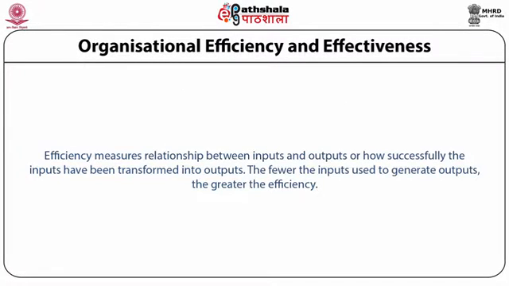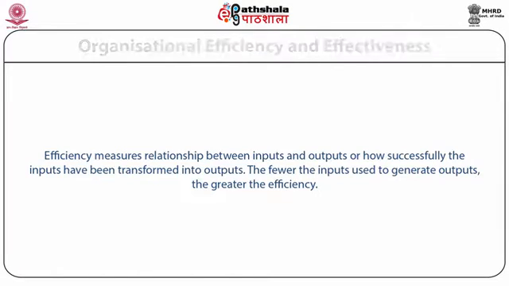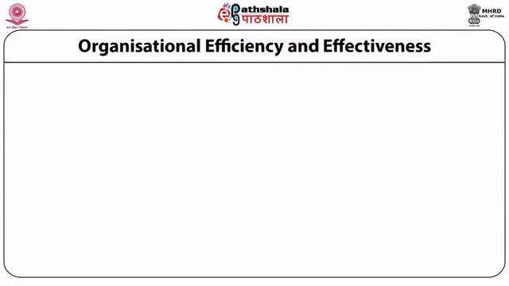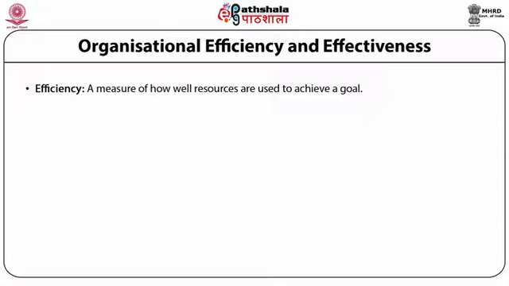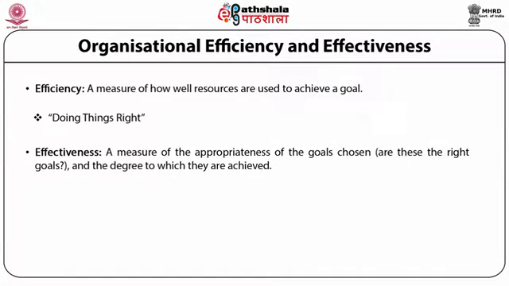Whereas efficiency measures the relationship between inputs and outputs, or how successfully the inputs have been transformed into outputs. The fewer the inputs used to generate outputs, the greater will be the efficiency. So, we can conclude that efficiency is a measure of how well resources are used to achieve a goal, or we can say doing the things right. Whereas effectiveness is a measure of the appropriateness of the goals chosen. That means, are these the right goals and the degree to which they are achieved. In other words, we can say that doing the right things right.